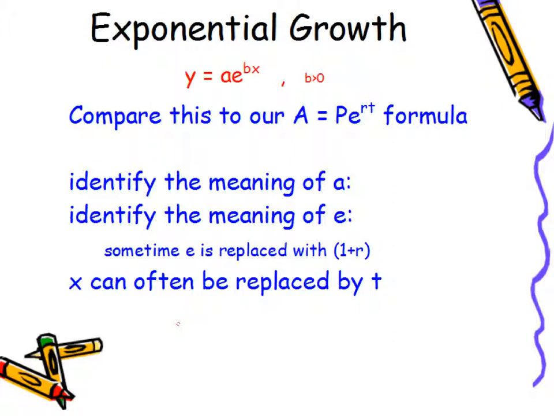Okay, so we have an exponential growth model. Here it is just a generic formula, y equals ae to the bx. Now, that particular formula is very similar to our PERT formula, and so you can compare the different variables in it. The a in our exponential model matches up with the P from our PERT model. If you recall, P was the principal, and that was always your initial amount. So the a value in this exponential growth model is always going to represent your initial amount.